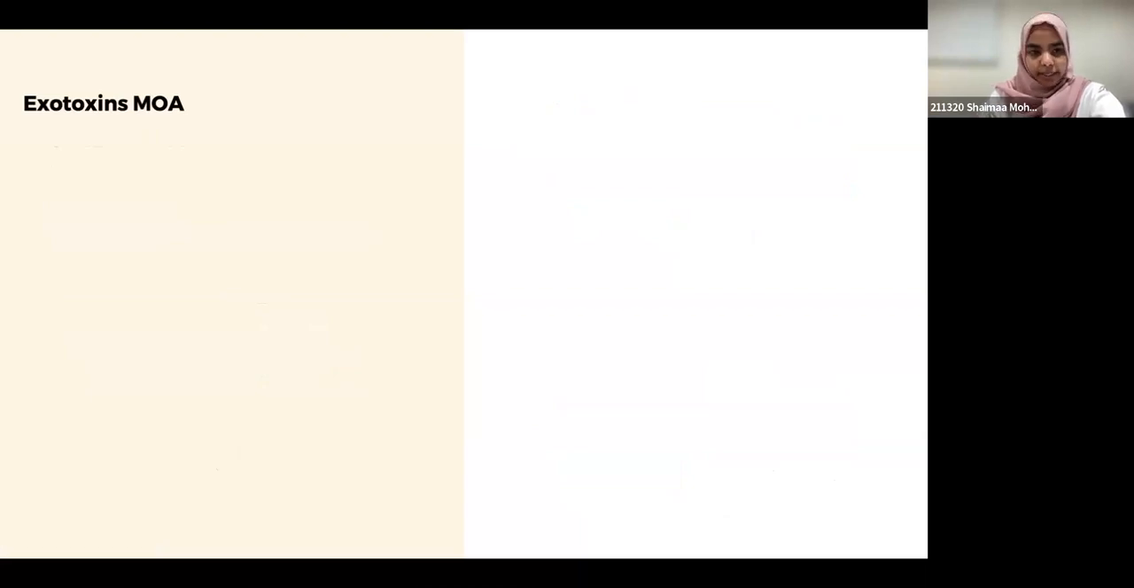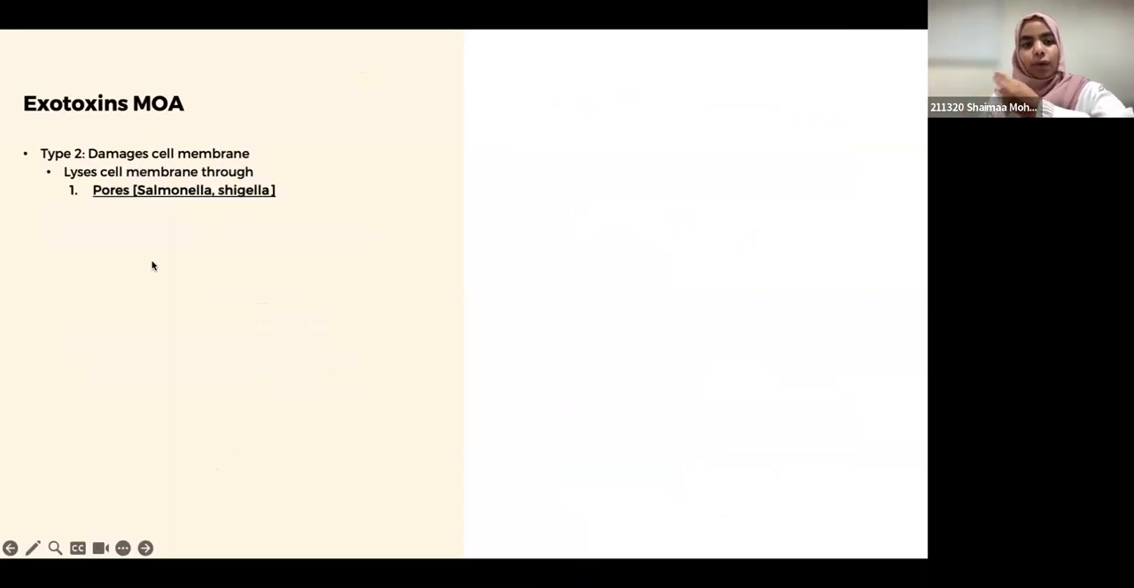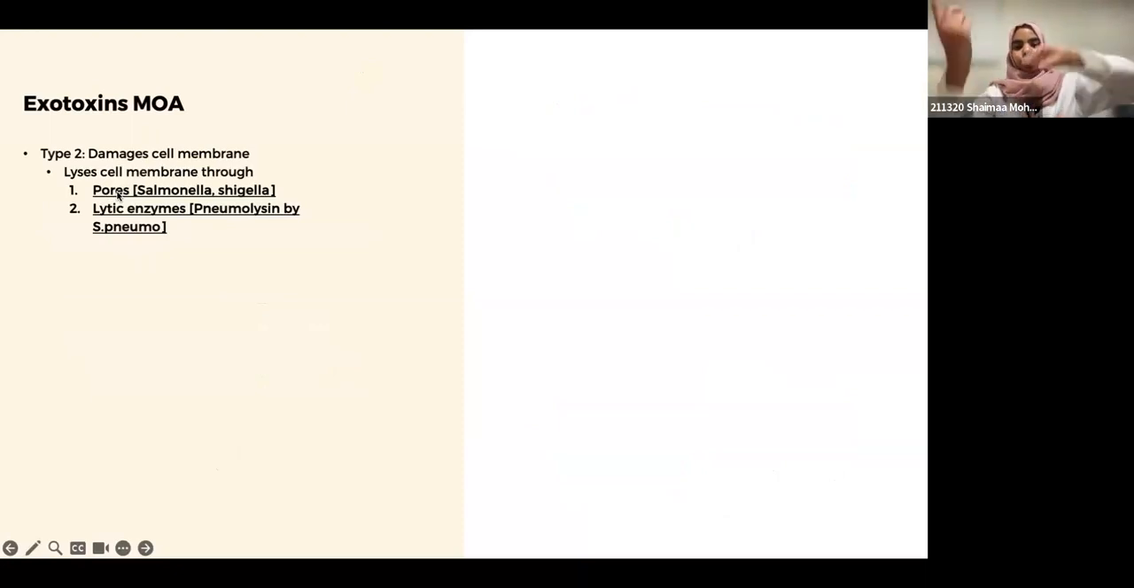Then we have the other mechanism of action, which is damaging the cell membrane. It damages the cell membrane through two methods, either pores or lytic enzymes. If it has pores, there's going to be an imbalance and the cells can lyse, they're going to break. Or a lytic enzyme, for example pneumolysin, released by strep pneumo, is also going to break down the cell membrane, and therefore the cell will lyse.